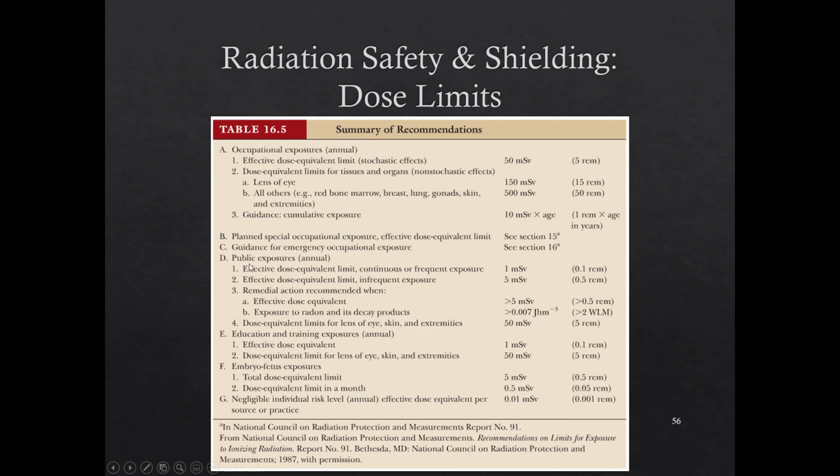For members of the public, for continuous or frequent exposure, you're going to have 1 millisievert a year. The effective dose equivalent limit for infrequent exposure is 5 millisieverts a year. For shielding purposes, we use this 1 millisievert a year. So that's important for you guys to know. And then essentially this effective dose equivalent limit, this dose equivalent limit for lens of the eye, this is essentially our occupational dose limits divided by 10.